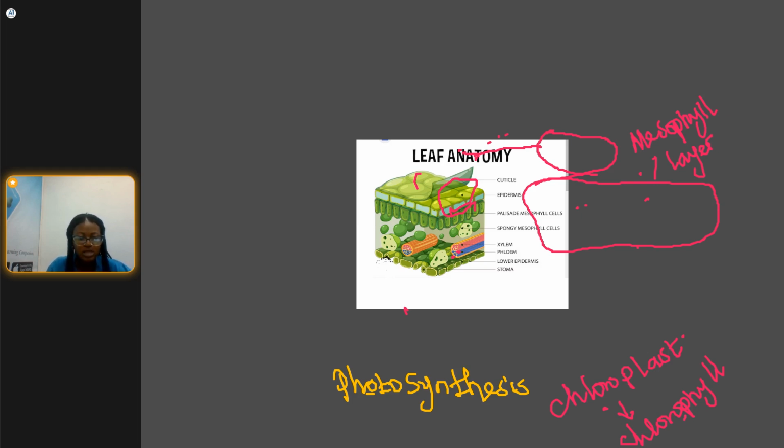So we move on to the next layer, which is the vascular bundles. Looking at this diagram now, what are the vascular bundles here? Make use of the chat box. I would appreciate your responses. Looking at the labels, what are the vascular bundles here? I'm waiting.